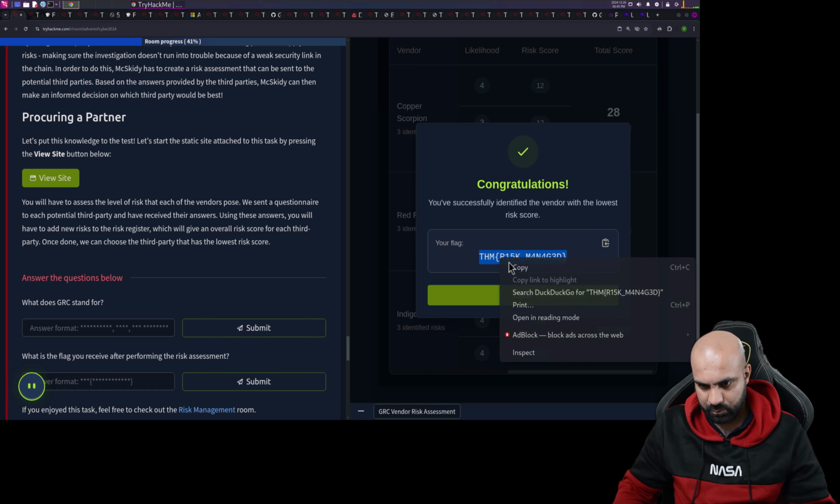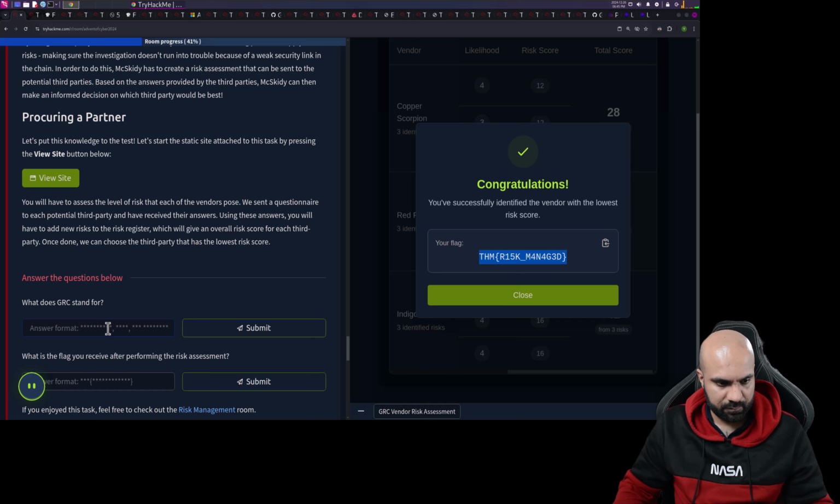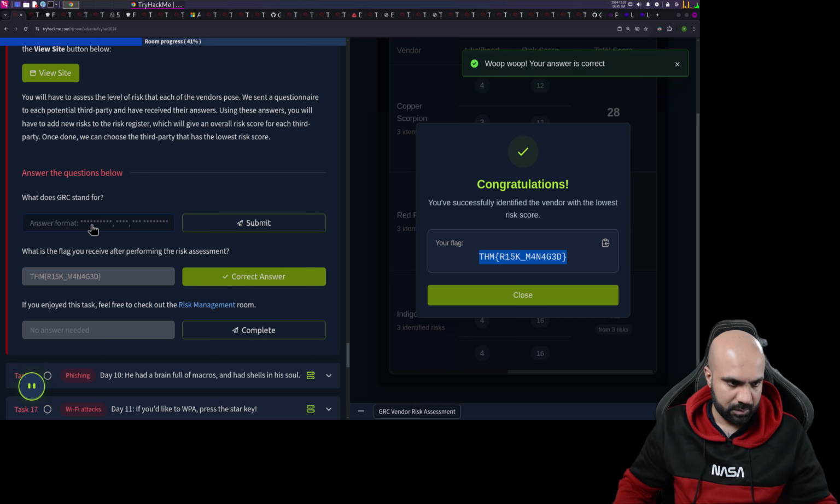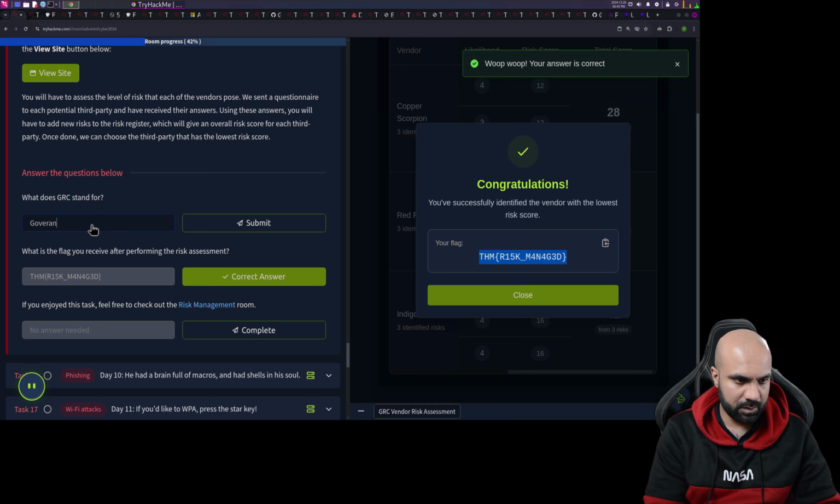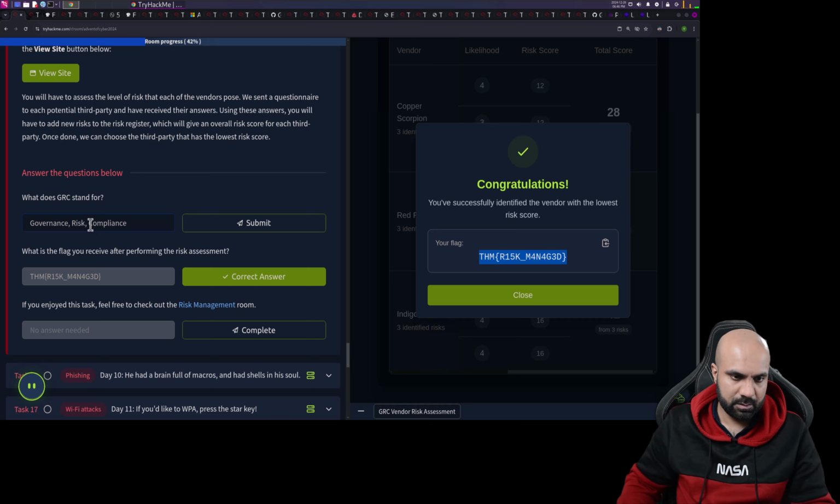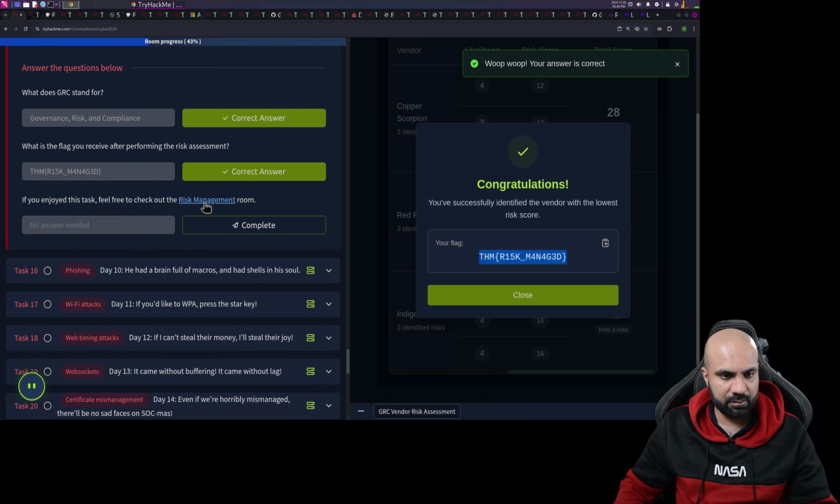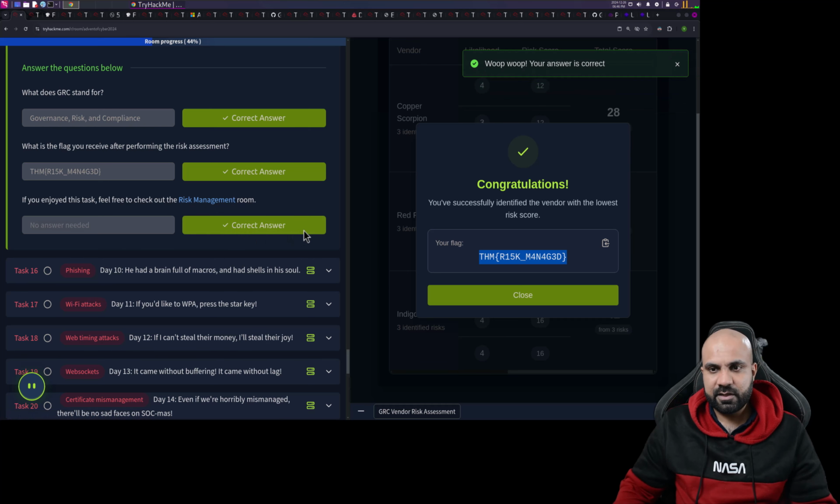Here we go. Here is our flag. GRC stands for governance, risk, compliance. Awesome. If you enjoyed this task, feel free to check out the risk management room. We'll check it out later on. So we have completed this particular task.